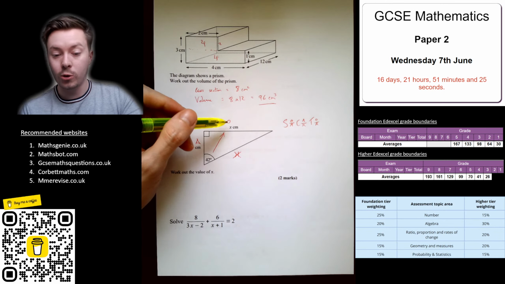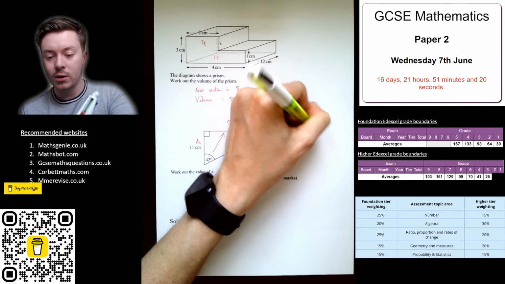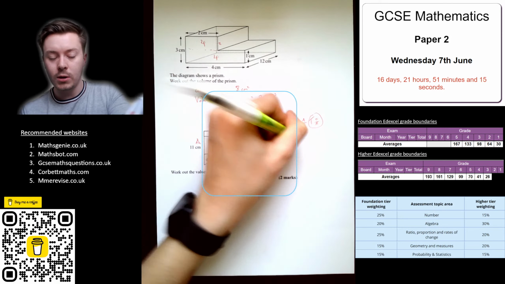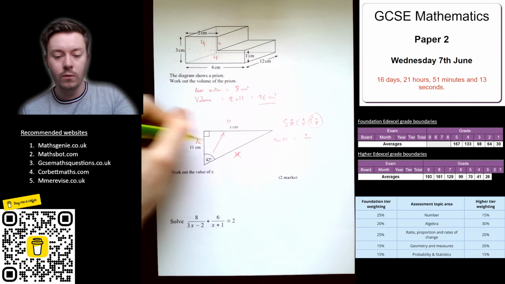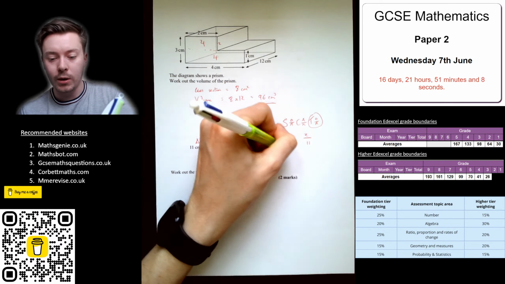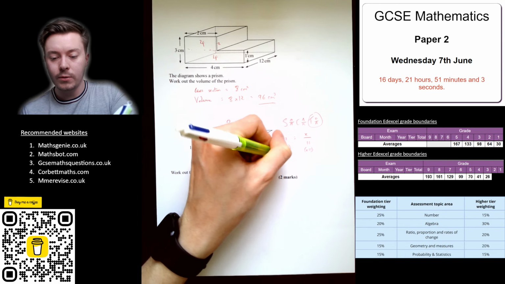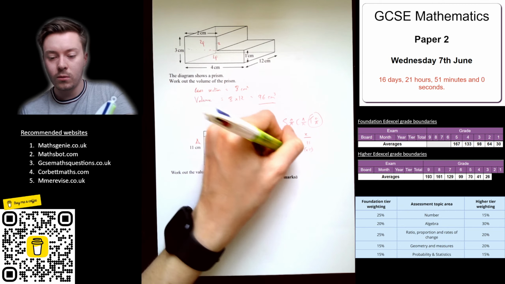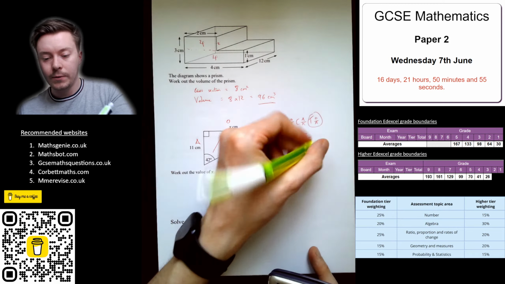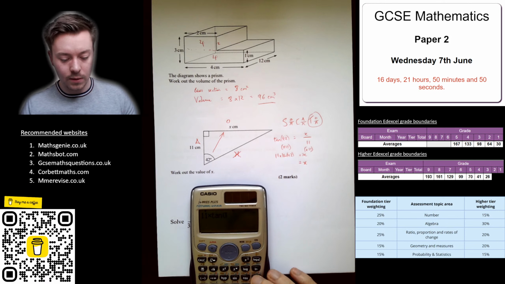I have opposite and adjacent, so that is tan. That means tan 42 is equal to opposite, so x, over 11. Then what I need to do to get the x is times both sides by 11, and I get 11 times by tan 42 is equal to x. Then I plug this into my calculator, so x is equal to 11 times by tan 42.